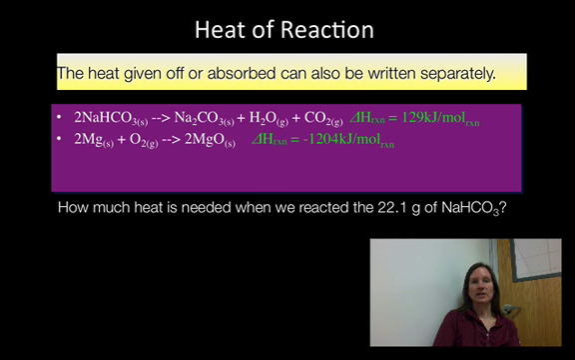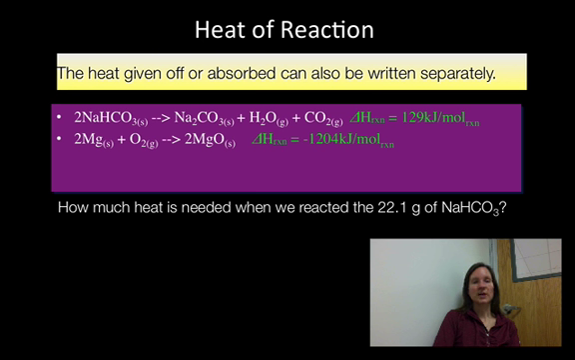If that reduces in half, so now I have 1 mole of magnesium and half a mole of oxygen, I get half the amount of energy out. So it's a consistent relationship that for every 2 magnesium, it's 1,204, and for every 1 oxygen, it's 1,204. And if you adjust them, you adjust the amount of energy released.